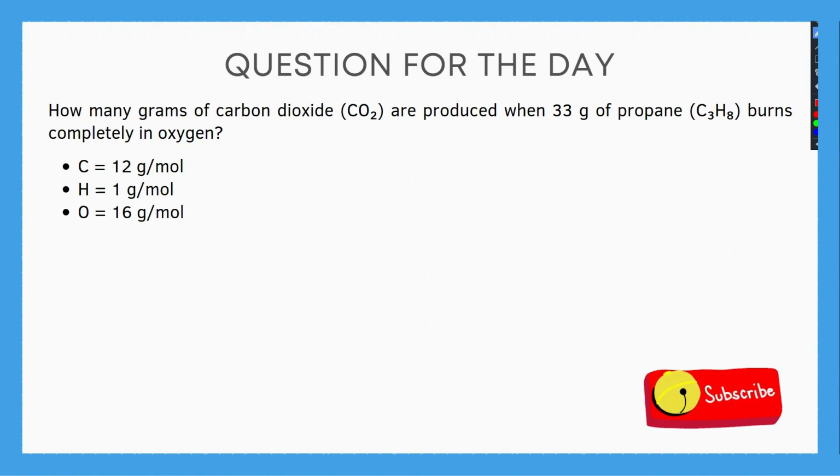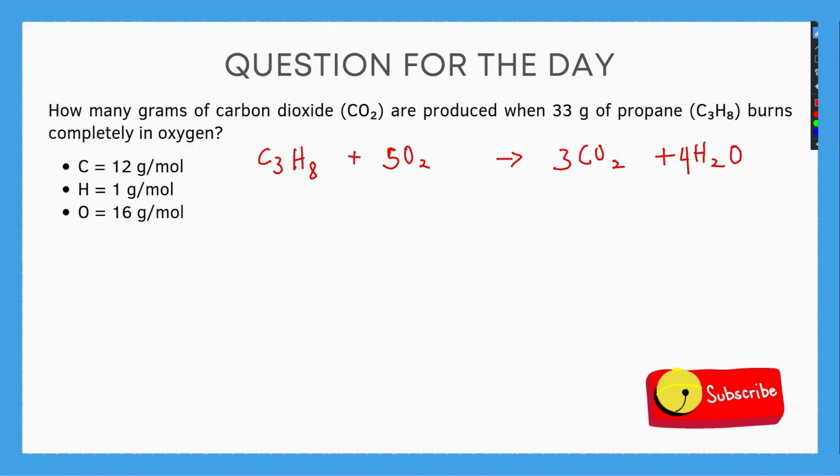We have the chemical equation C₃H₈ plus O₂, giving us CO₂ plus H₂O. Remember, we put some coefficients: here we have 5, here we have 3, and here we have 4. Now let's check all elements. For carbon, on the left-hand side we have 3 atoms of carbon, and on the right-hand side we also have 3 atoms of carbon because of the coefficient of 3. So carbon is balanced.